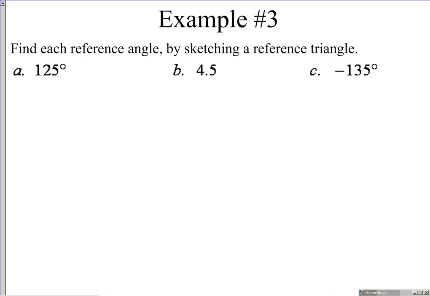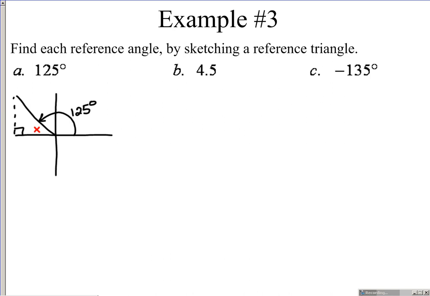Find each reference angle by sketching a reference triangle. So working on picking out here what reference angles we would be working with. We're going to rotate 125 degrees. That takes us into quadrant 2 here. Now we need to figure out the reference angle, which we can call x. What does x have to be?